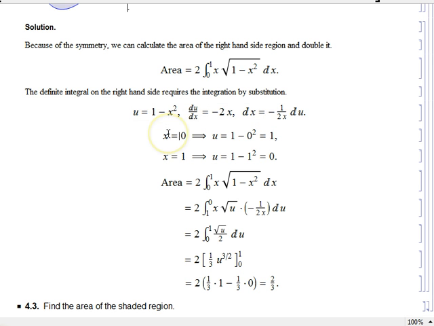So change the starting point of the integral: x equals 0, so u is going to be 1. x is moving to 1, so that's 1 minus 1 squared, so 0. So the integral becomes u moving from 1 to 0. And then after the substitution, we get this kind of integral. And then after the antiderivative computation, applying the fundamental theorem, we get the answer.